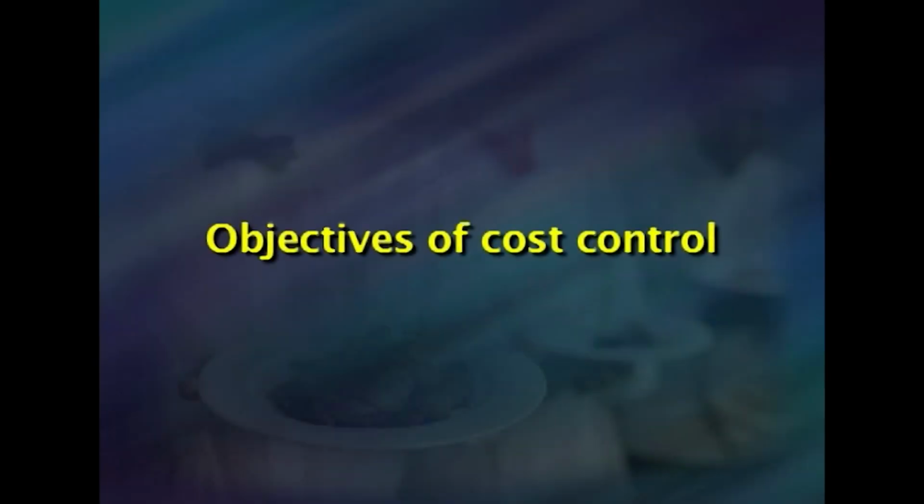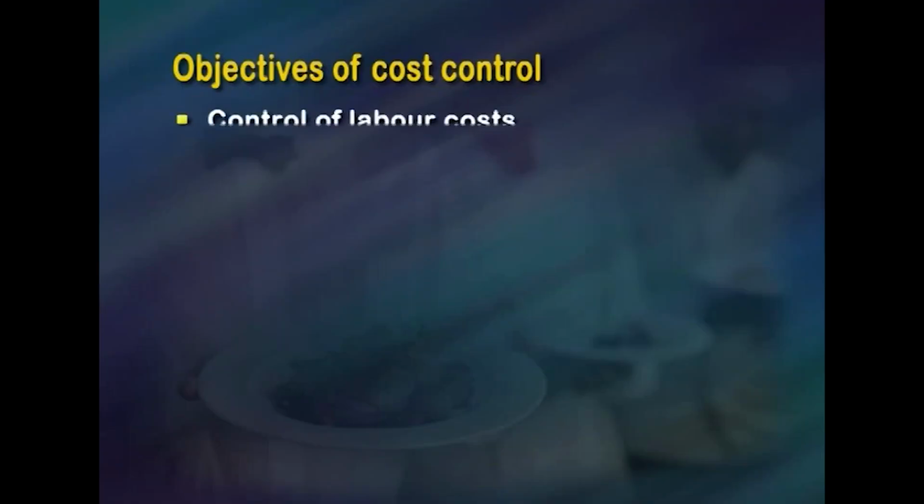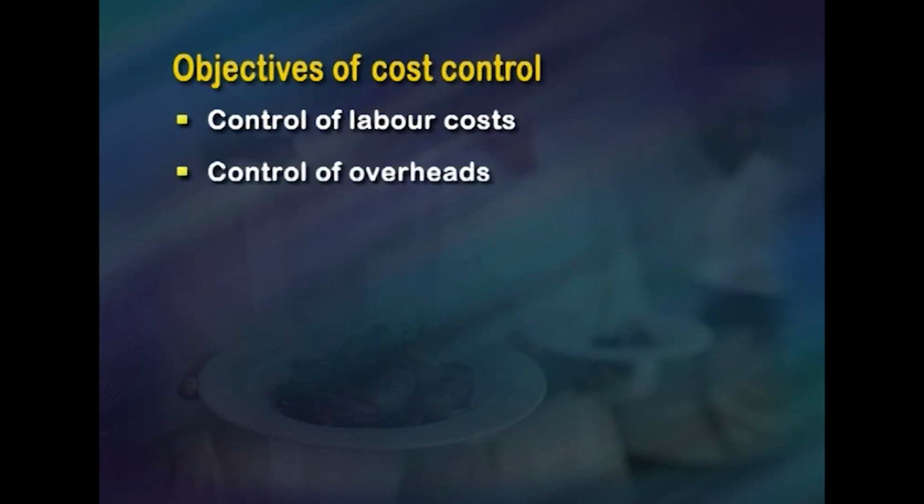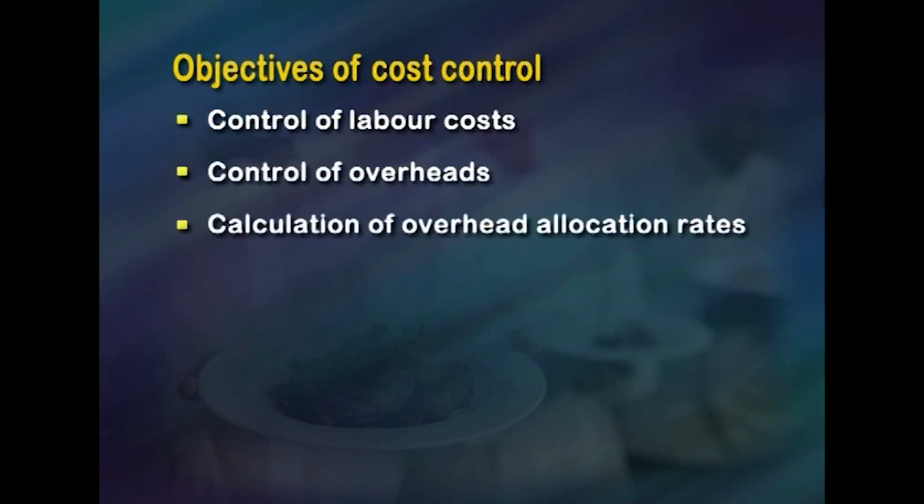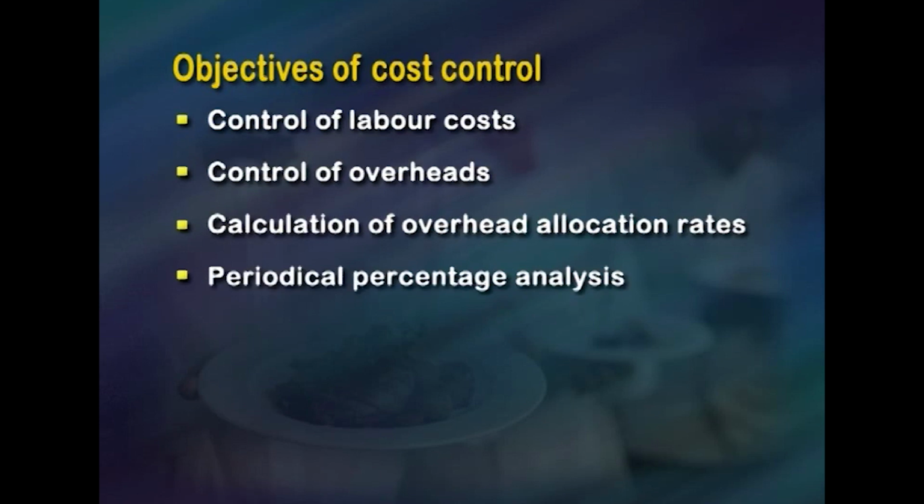Now we will see about the objectives of cost control. The main objectives of controlling cost in a catering business are control of labor cost, control of overheads, calculation of overhead allocation rates, and periodical percentage analysis.